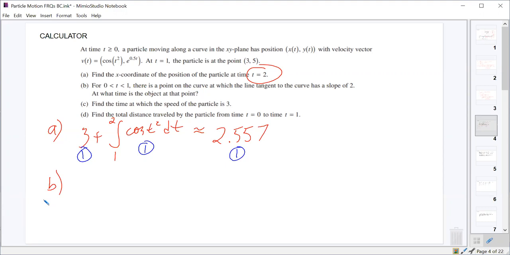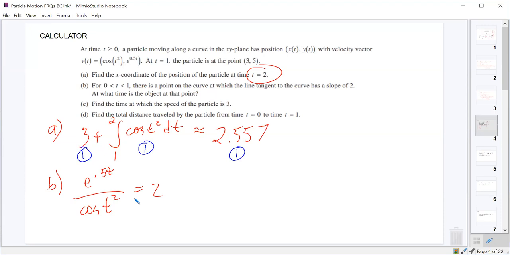Okay. Part B. For 0 to 1, there is a point on the curve at which the line tangent has a slope of 2. So we just need to set dy dx equal to 2. And so what's dy dx? It's dy dt over dx dt. And dy dt is e to the 0.5t. And dx dt is cosine t squared. So just set that equal to 2. And graph this equation on the left, graph y equals 2, see where they intersect. Or graph this equation on the left, minus 2, and find the x-intercept.